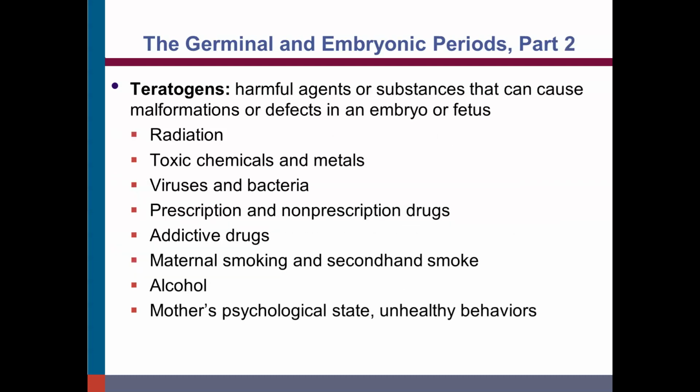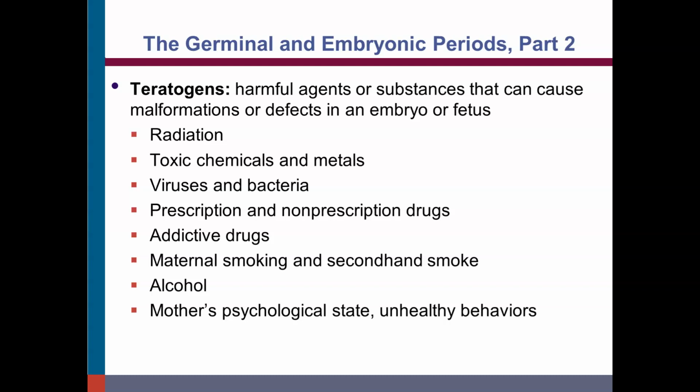Now you remember I mentioned some of the factors that can inhibit growth and development of a baby. Those are what's known as teratogens. Teratogens can be anything harmful, like a substance, anything environmental, poisons, lead, just some examples for you. They can cause malformations or defects in an embryo or fetus.